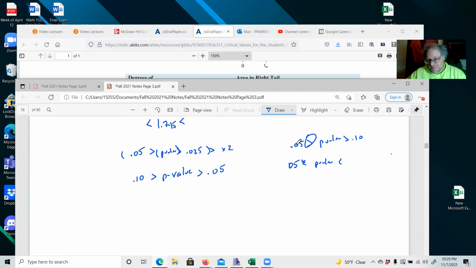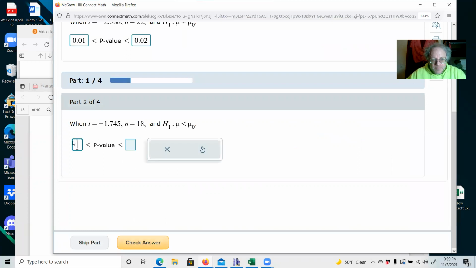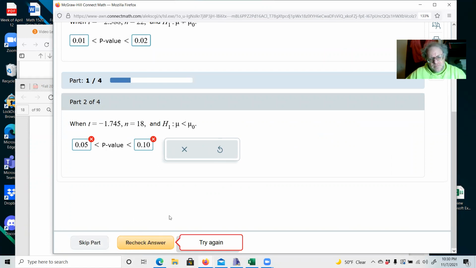But here my p-value is somewhere between a nickel and a dime. So there we go, and we'll go back to our problem here. P-value between 0.05 and 0.10, and that's how we would make our decision. If we had some kind of weird alpha like 0.066, I wouldn't be able to tell you. Now, oh, what did I do wrong?